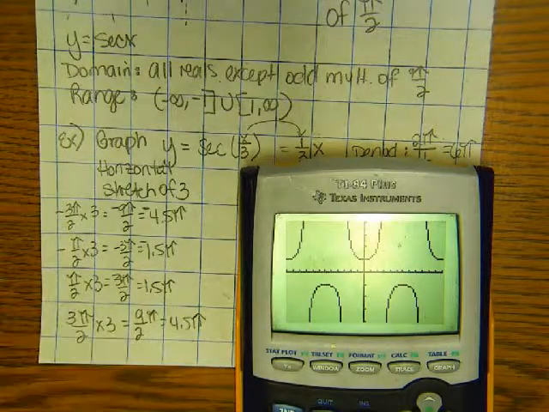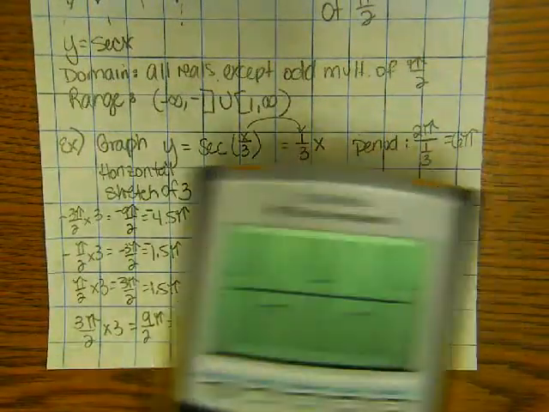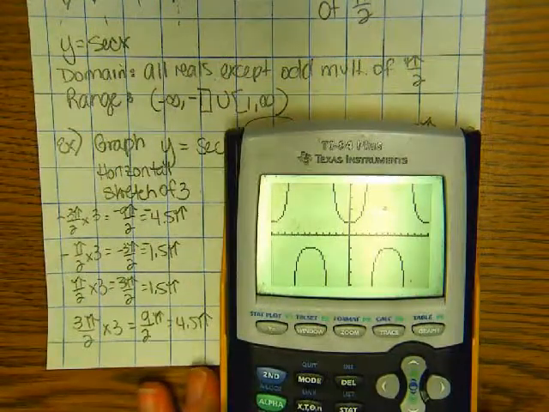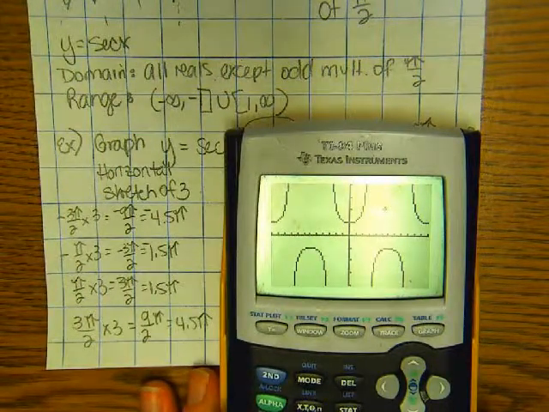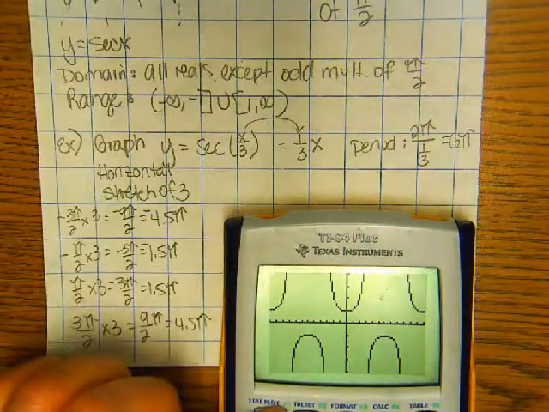Alrighty. So, you guys still, you have that up? You don't have that up on your calculator. So since secant is the reciprocal of cosine, I typed 1 over cosine of x over 3.